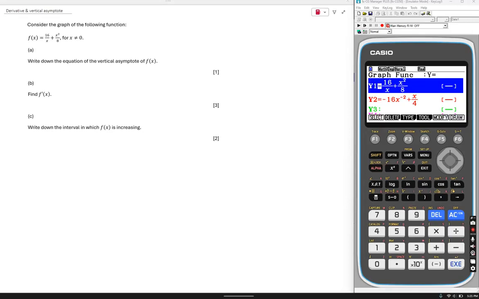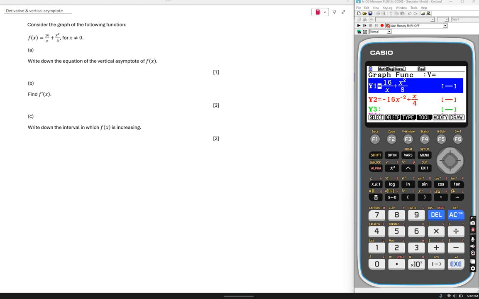Hi everyone. Today we've got a derivative and a vertical asymptote question. Consider the graph of the following function. F of x equals 16 over x plus x squared over 8 for x not equal to 0. So x cannot equal 0. Write down the equation of the vertical asymptote.